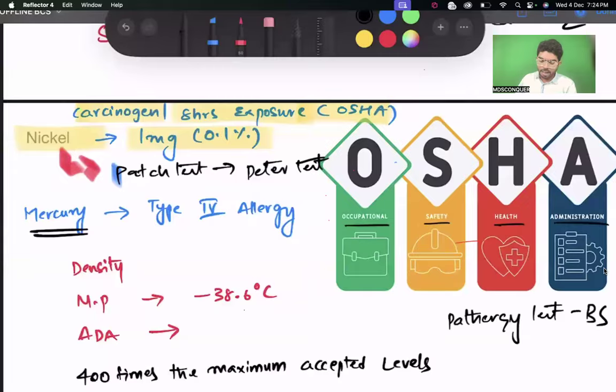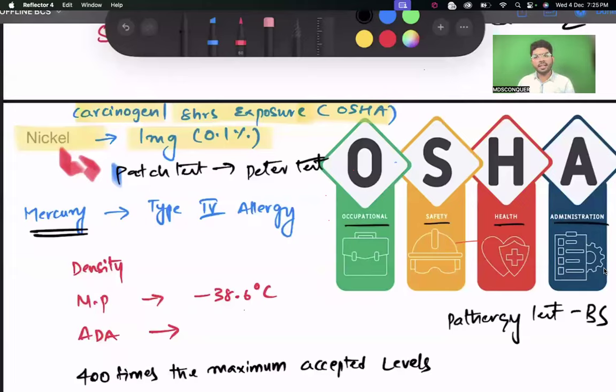Right, perfectly right. So the most common material causing allergy in dentistry is latex. Very good. The most common metal which is causing allergy in dentistry is nickel. The most common type of allergy in dentistry is type 4. Very good.